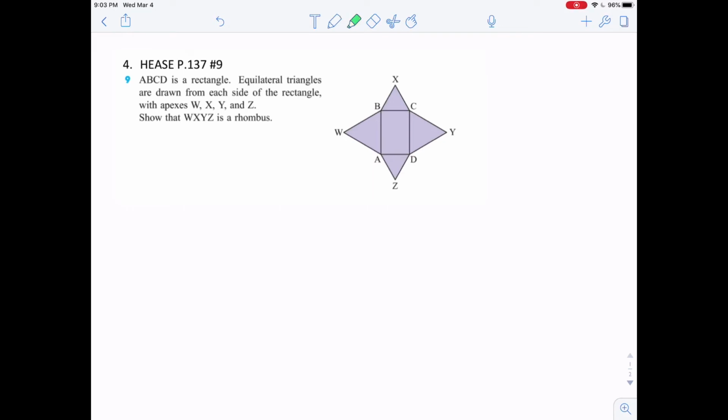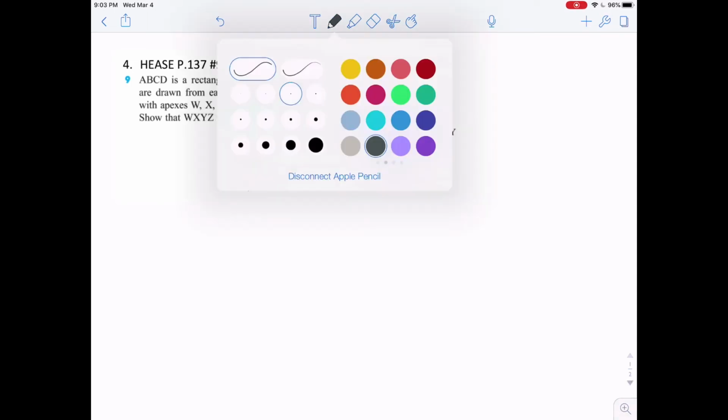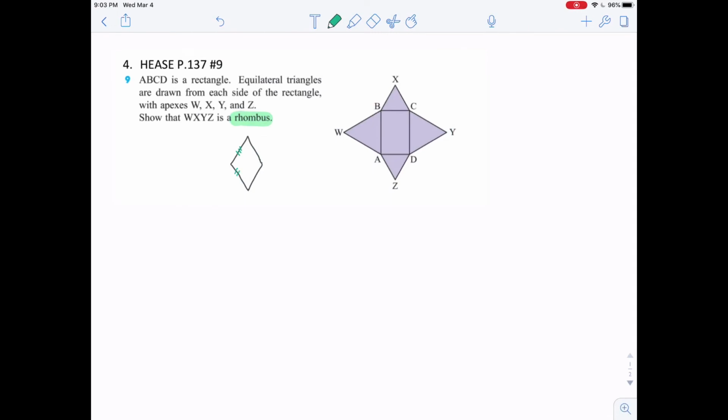Now, first of all, what is a rhombus? What defines a rhombus? A rhombus is basically a quadrilateral with all four sides being exactly the same. So as long as you can prove that the quadrilateral has four sides being exactly the same, we can conclude that this shape is a rhombus.